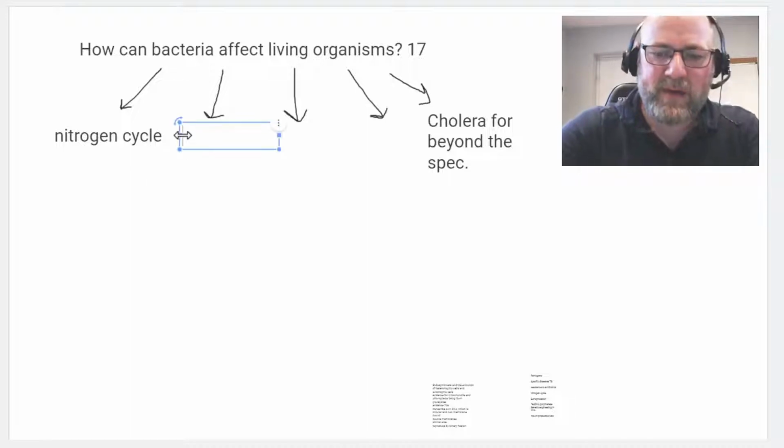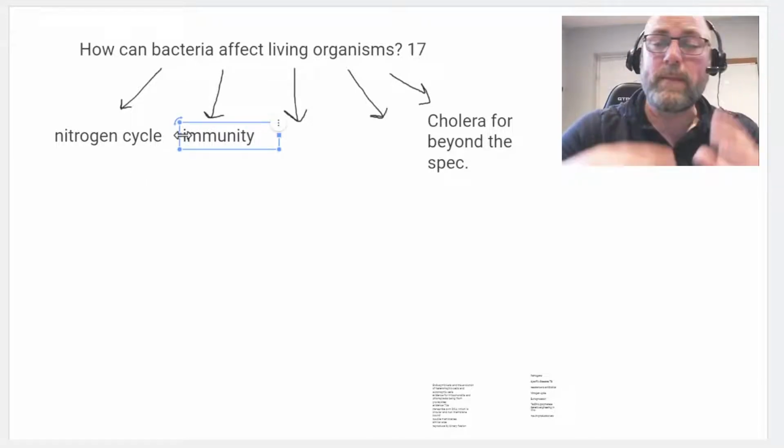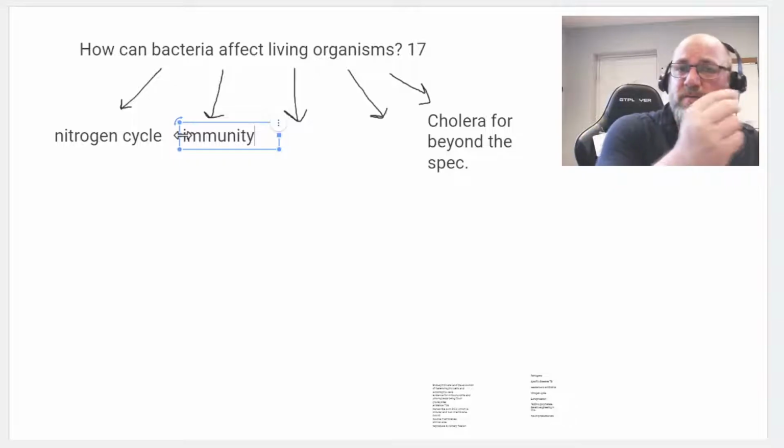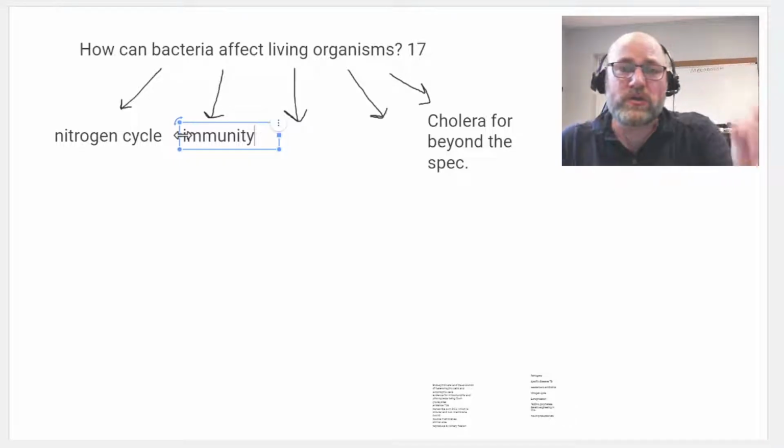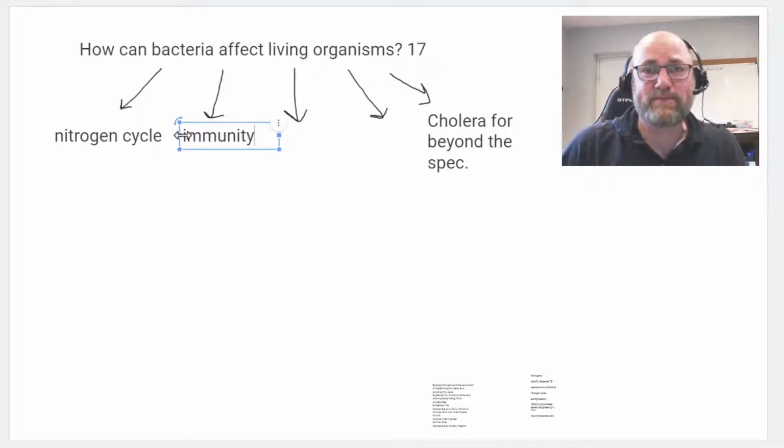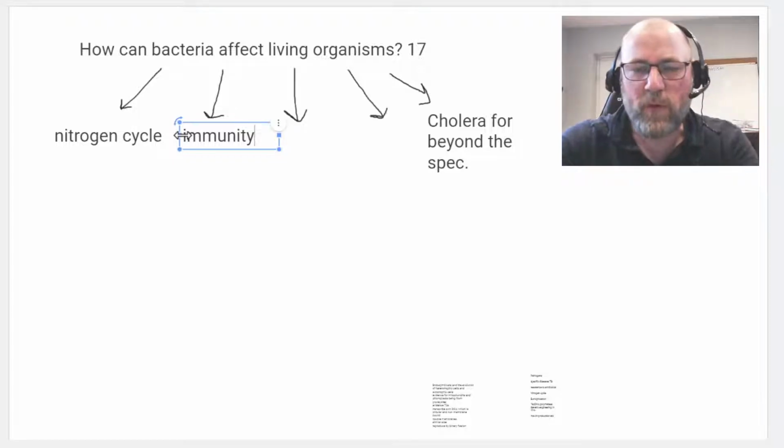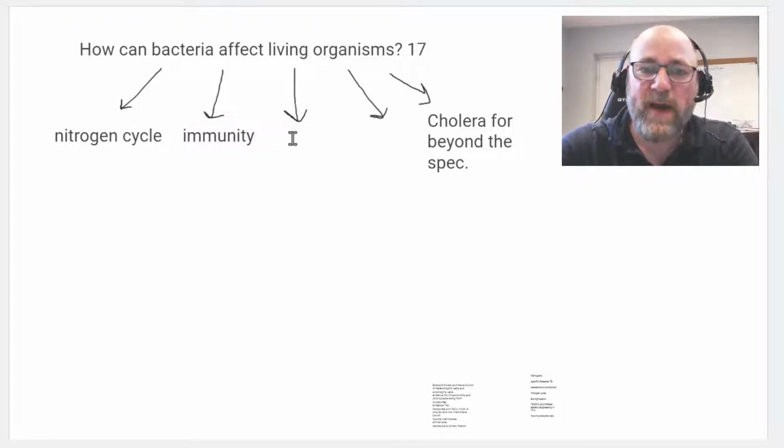Great, immunity. Now, immunity, we can go down all sorts of paths. We can do phagocytosis. We can talk about vaccines, attenuated pathogens, and all of that. Formation of APCs. So you've got a nice fat paragraph to talk about there in immunity.